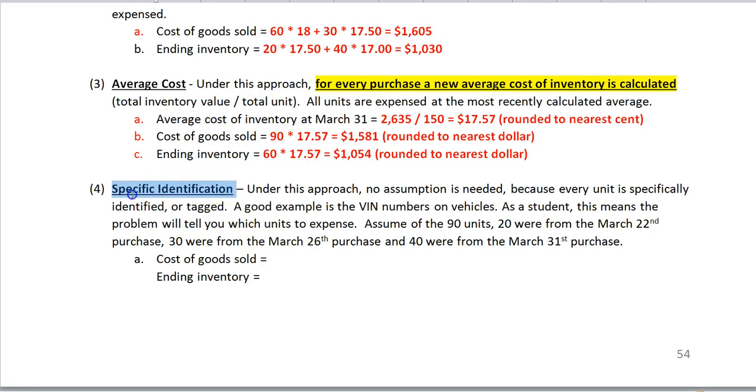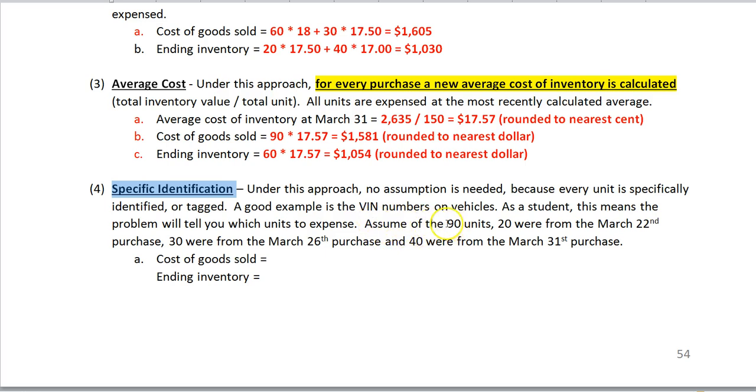Alright, specific identification isn't technically an assumption at all. What we do here is we tag every item. We individually tag it. A great example is the VIN numbers on vehicles. They don't have to have a FIFO or LIFO or average cost assumption. They know exactly which one they're selling because every vehicle is specifically identified. So under this one, everything has to be specifically tagged. It's usually for larger items.